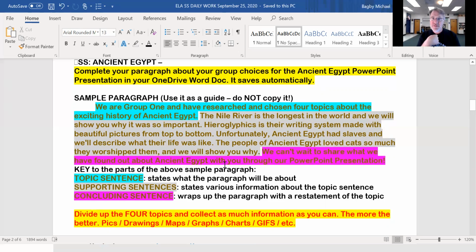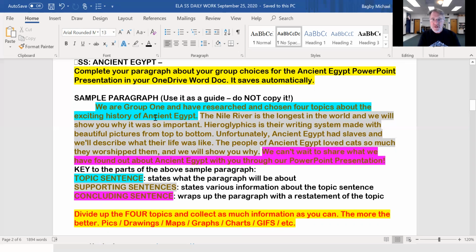Then you have 4 supporting sentences which reflect the 4 topics. Now, I created this as a sample. So I pretended that I was a group and I was choosing these topics, and I created a sentence for each. The Nile River is the longest in the world, and we will show you why it was so important. Hieroglyphics is their writing system made with beautiful pictures from top to bottom. Unfortunately, ancient Egypt had slaves, and we'll describe what their life was like. The people of ancient Egypt love cats so much they worship them, and we will show you why. We can't wait to share what we have found out about ancient Egypt with you through our PowerPoint presentation. And that, of course, is the concluding sentence.